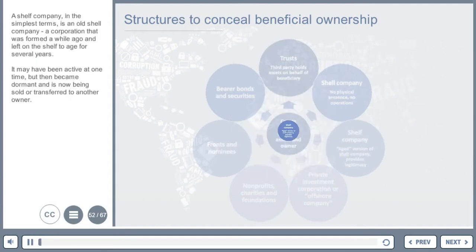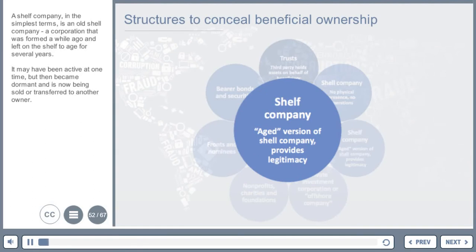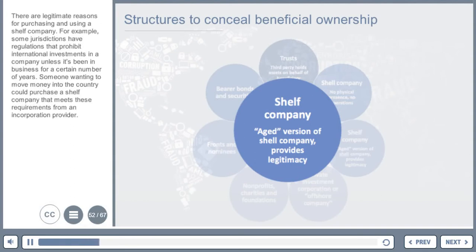A shelf company, in the simplest terms, is an old shell company, a corporation that was formed a while ago and left on the shelf to age for several years. It may have been active at one time but then became dormant and is now being sold or transferred to another owner. There are legitimate reasons for purchasing and using a shelf company.